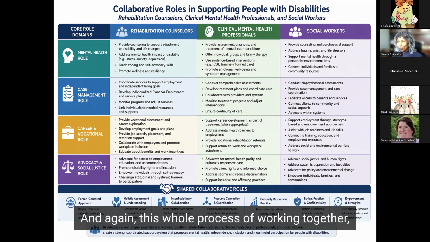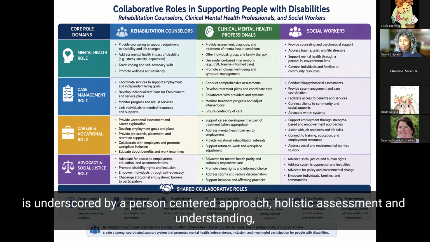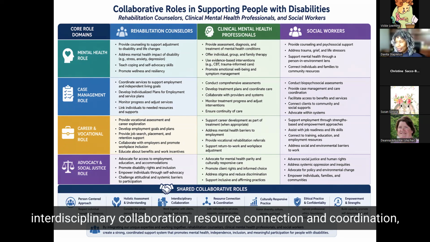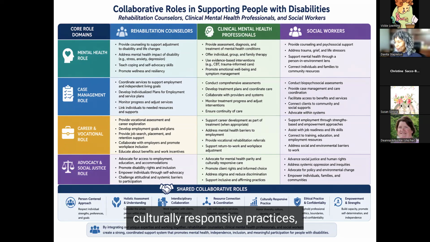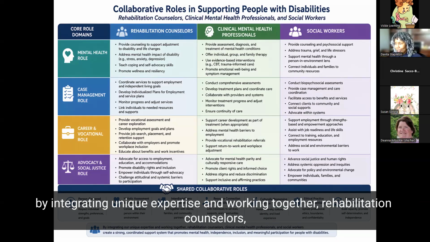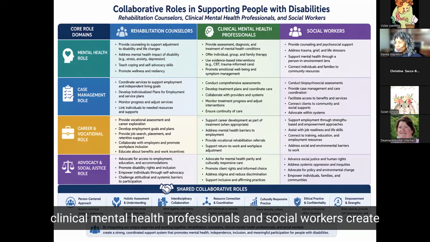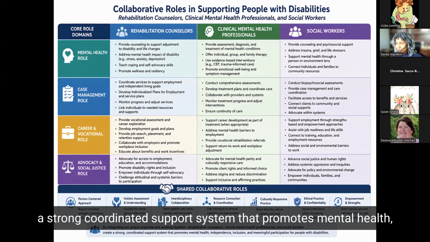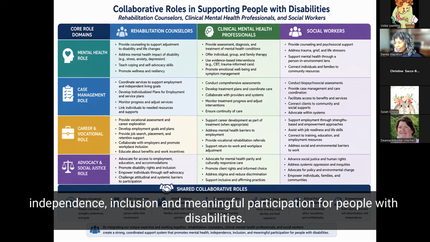And again, this whole process of working together is underscored by a person-centered approach, holistic assessment and understanding, interdisciplinary collaboration, resource connection and coordination, culturally responsive practices, ethical practices and confidentiality, and empowerment and strength. By integrating unique expertise and working together, rehabilitation counselors, clinical mental health professionals, and social workers create a strong, coordinated support system that promotes mental health, independence, inclusion, and meaningful participation for people with disabilities.